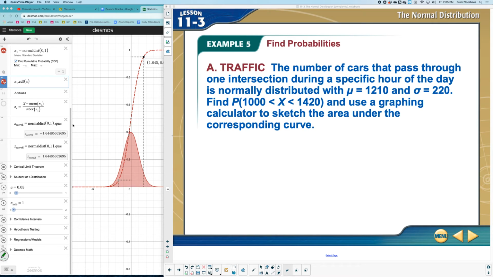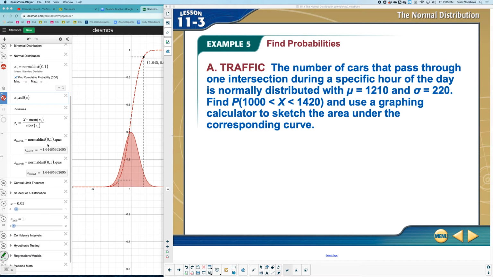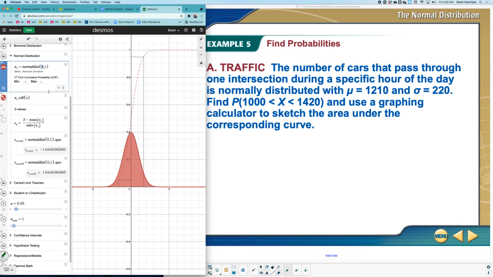So I'm still in normal distribution here, and it gives me a mean. So I'm going to change my mean value. This is in mean, comma, standard deviation. So my mean is 1,210. That's the average number of cars. And the standard deviation would be 220.